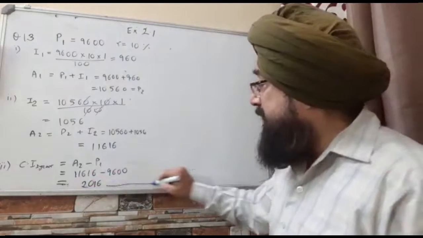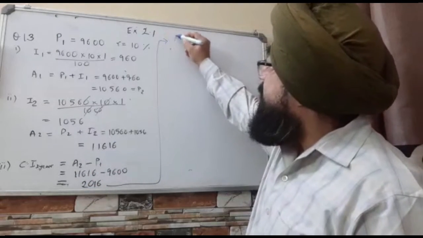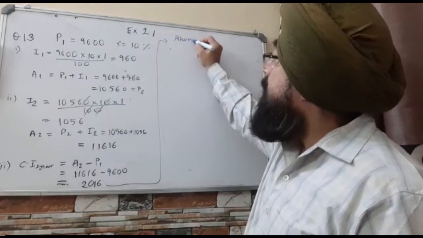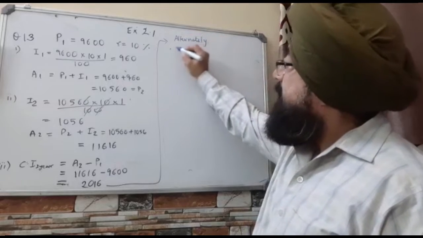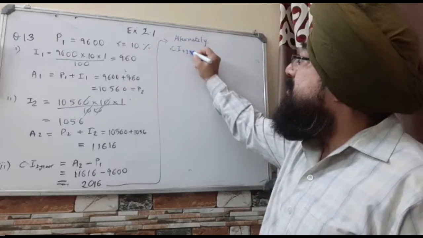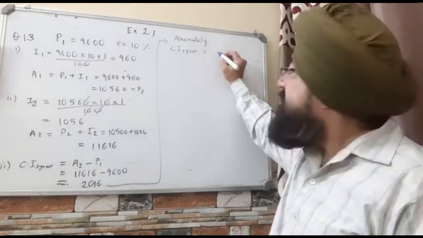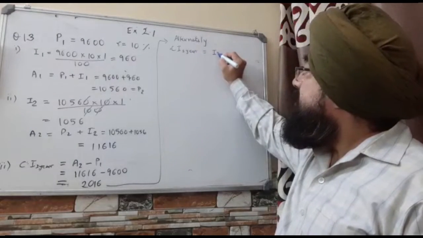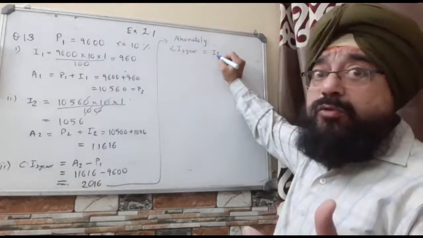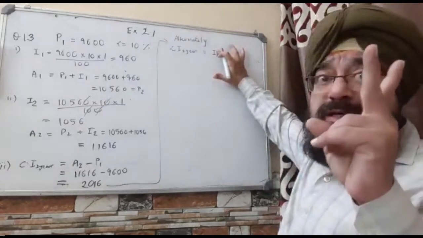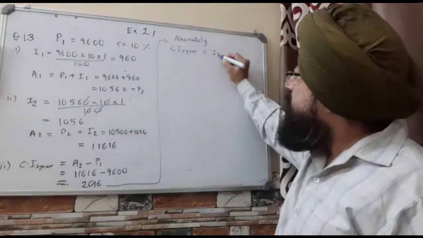Alternately, Mahima is going to tell that we can also find what? How? Alternately, CI for 2 years can also be found as I1 plus 10% of I1, that is I2. Yes, sir. CI for 2 years will be I1 plus I2.